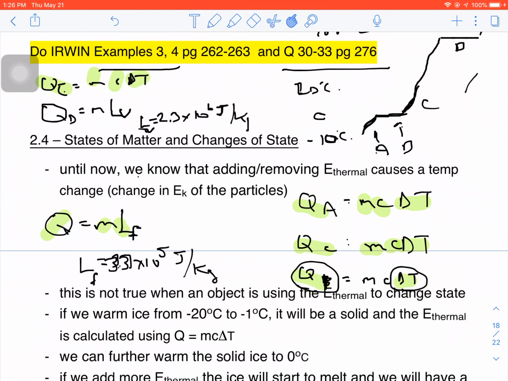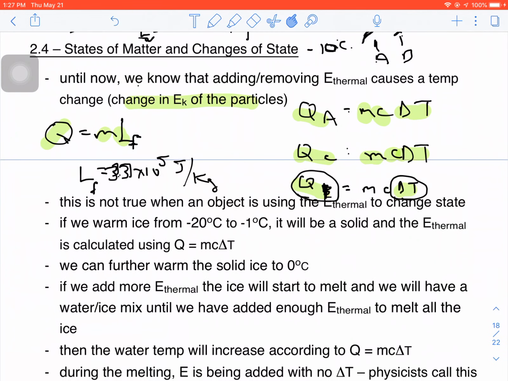Temperature change means a change in the kinetic energy of the particles. Remember, kinetic energy is a reflection of the temperature of the particles. More temperature means the particles are moving faster. Now, I know, as we've just seen, that whenever an object is changing state, whether it's solid to liquid or liquid to solid, it's going to need a different formula, and I'm going to use Q equals mL.